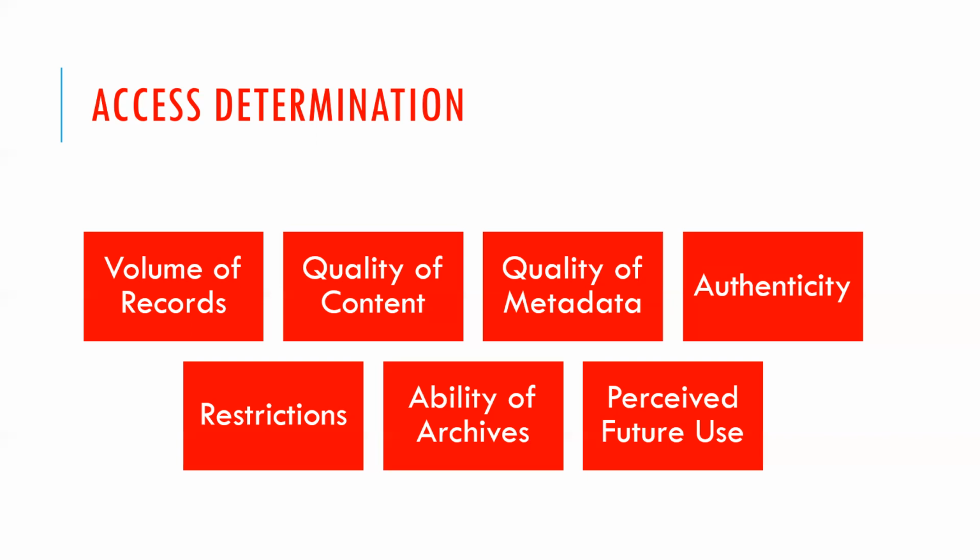Authenticity can be an issue as well. So again, this idea that if you have to migrate records or change them significantly in order to place them online, that may make an archive say, well, it's really not worth it, because that really impacts the authenticity of these records, maybe to a point where they're not really useful for researchers anymore. So that can be a consideration for a level of access and whether or not records are placed in an online collection. Any restrictions, we touched on that.